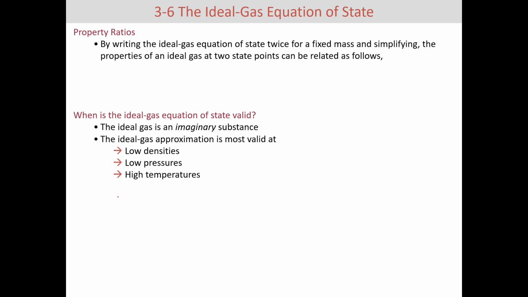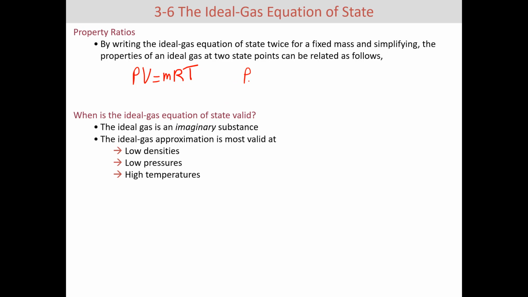So next thing we'll look at is property ratio. By writing the ideal gas equation of state twice for a fixed mass and simplifying, the properties of an ideal gas at two state points can be related as follows. So let's look. If I write out my ideal gas law, PV equals MRT, what I can do is equate the change in properties between two states. So I have an ideal gas undergoing a process from state 1 to state 2.